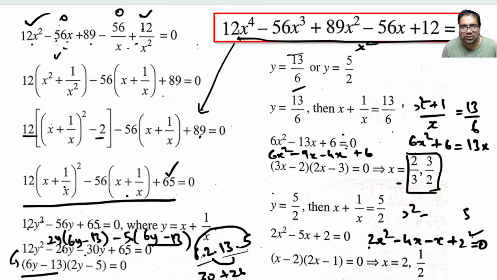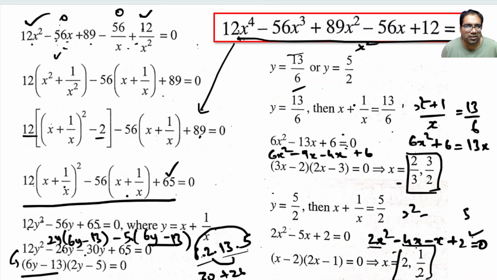So for example, if you take 2x common, 2x into x minus 2, and this one is minus 1 into x minus 2. So x minus 2 into 2x minus 1 equals 0. That means x equals 2 or 1 by 2. So we have found all the four solutions of x. These are 2, 1 by 2, 2 by 3, 3 by 2.